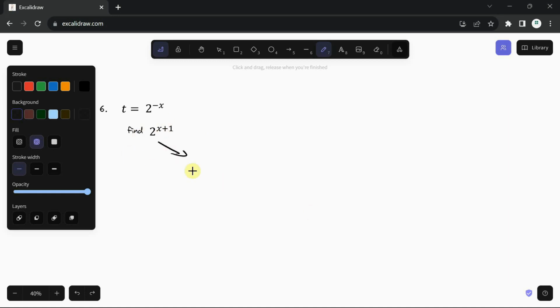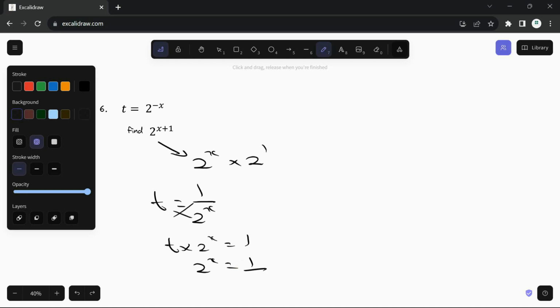We could express this as 2 raised to the power of x times 2 raised to the power of 1, based on what we've done before. And we can also express t as 1 over 2 raised to the power of x, because of the minus. So I can cross multiply and say t times 2 raised to the power of x is equal to 1. So 2 raised to the power of x is equal to 1 over t, right?